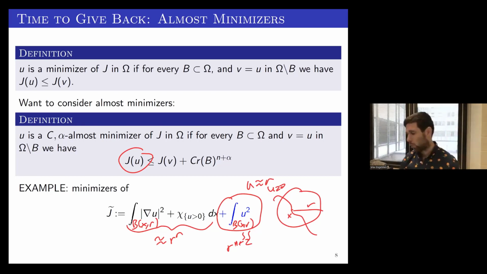You have to do a little bit more work to look at balls that are centered far away from the free boundary and balls that are centered close to the free boundary, but not on the free boundary. But I'm not going to show you the whole proof. It's a fairly straightforward approach to these things. Cool. Yeah. So this is a sort of standard example of where these almost minimizers show up.